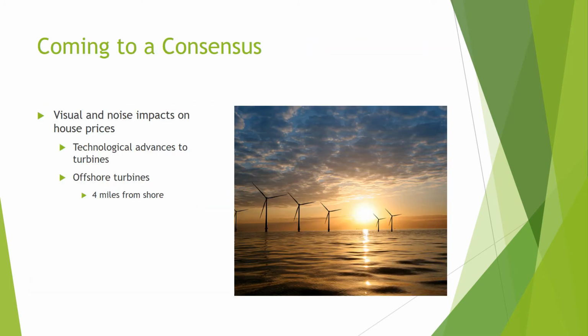So how do we internalize these externalities and come to a consensus on wind power? To internalize the negative externality of the visual and noise impacts on house prices, there can be certain technological advances made. Research and development increases for turbines can help lead to reduced noise. In addition to technological advancements, the United States can start utilizing offshore wind. This could eliminate the negative externalities of noise and visual impacts if they are far enough away from the shore.